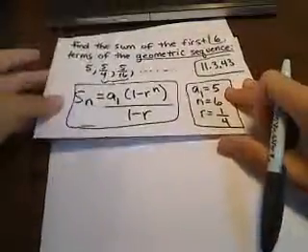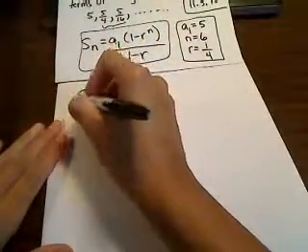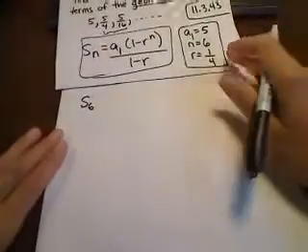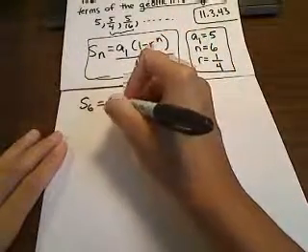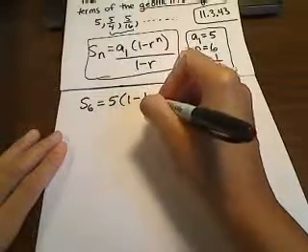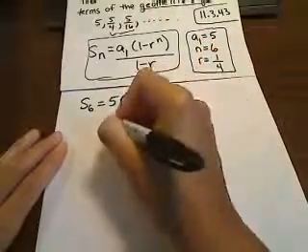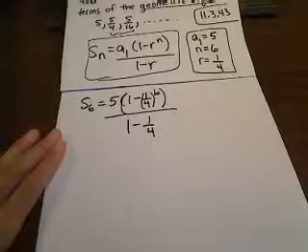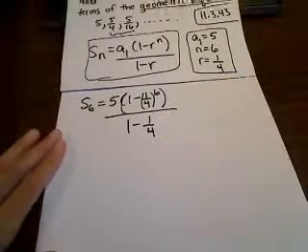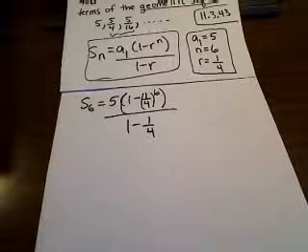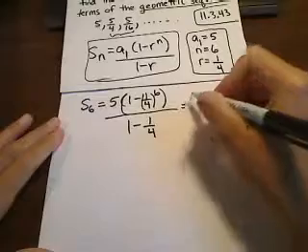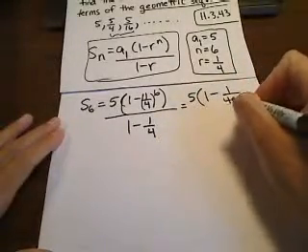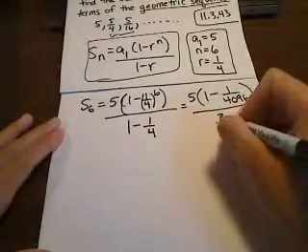The way I'm going to label this is S sub 6, which indicates the sum of the first 6 terms. It equals a sub 1, which is 5, times 1 minus r, which is 1/4, to the nth power, which is 6, all over 1 minus 1/4. First I need 1/4 to the 6th power. So I get 5 times 1 minus 1 over 4,096, and 1 minus 1/4 is just 3/4.